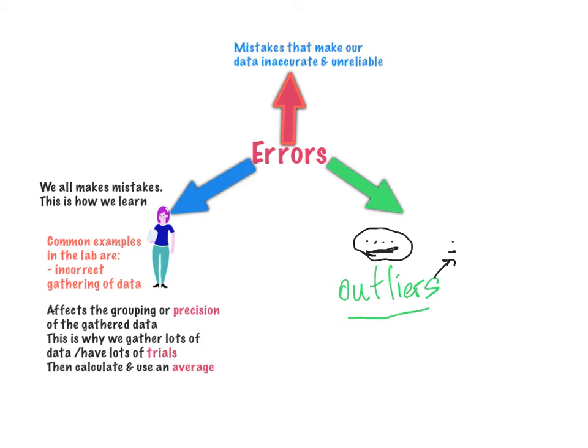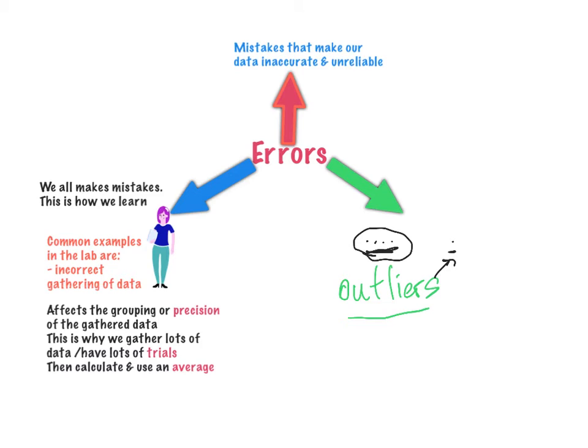So what we should do is remove it from our calculations. Only use the ones closer. And that will give us much more precise and more reliable data as well.